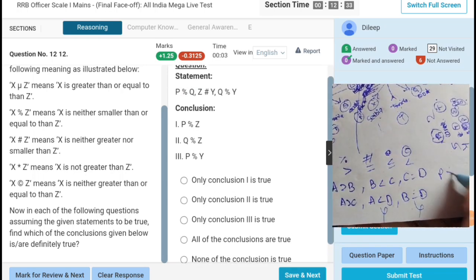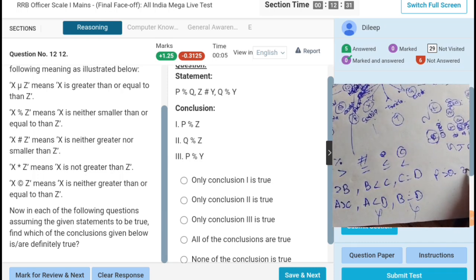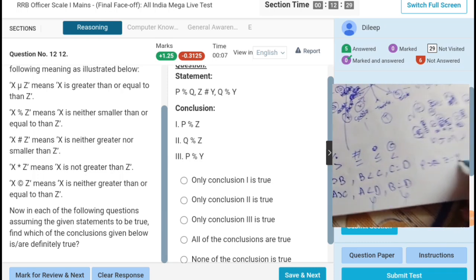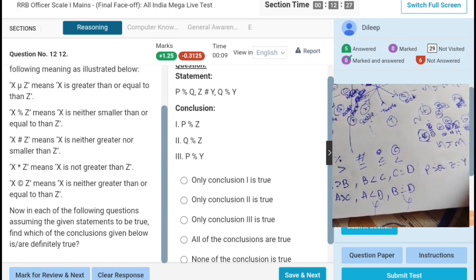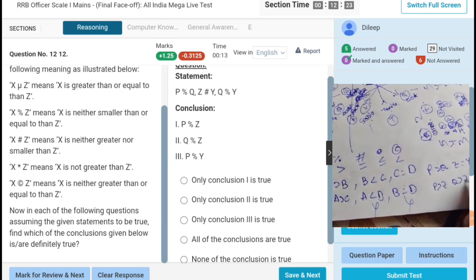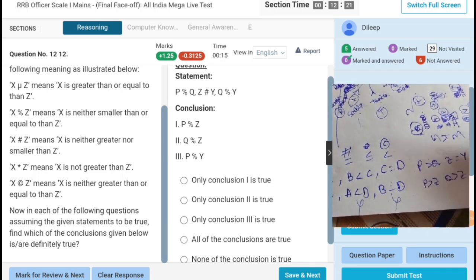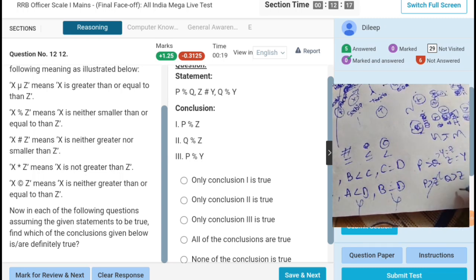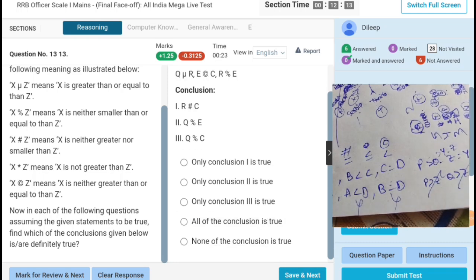P greater than Q, Z equal to Y, and Q is greater than Y. P is greater than Z, Q is greater than Z, P is greater than Y. Then Z. So all conclusions are true.